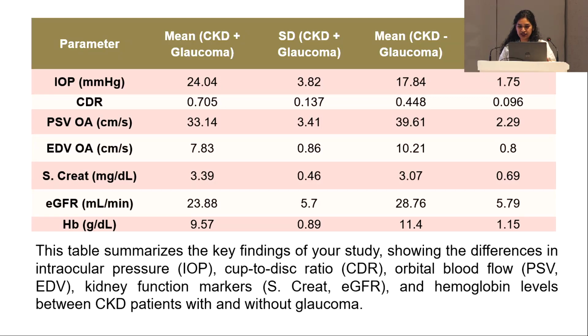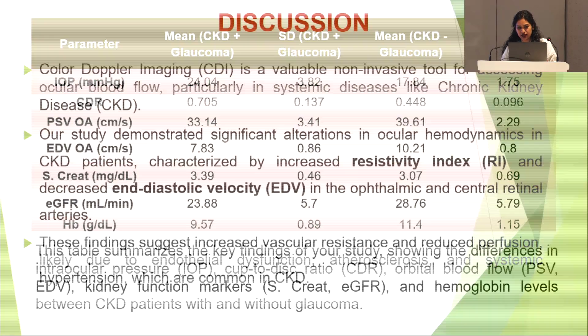Here it summarizes the difference in intraocular pressure, cup disc ratio and orbital velocity, along with kidney function markers, that is serum creatinine, GFR and hemoglobin levels, in cases of CKD with and without glaucoma. There is a significant rise in IOP.